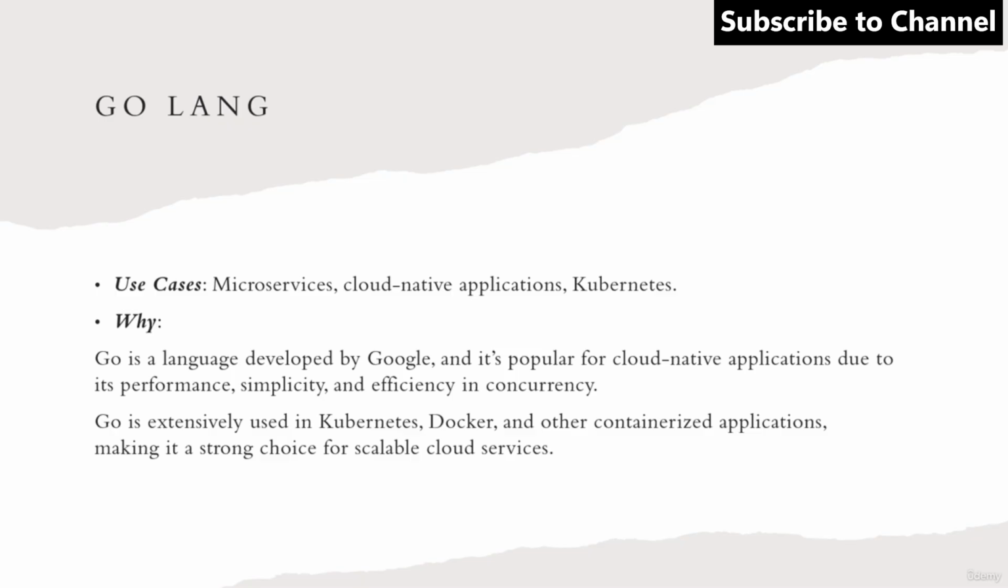Go language. Go is known for its simplicity, concurrency support, and efficiency, and is frequently used in cloud infrastructure and development tools like Kubernetes and Docker. It's preferred for high performance cloud applications due to its lightweight nature. So Go is a very new language, so do explore it. It's also used in cloud computing.